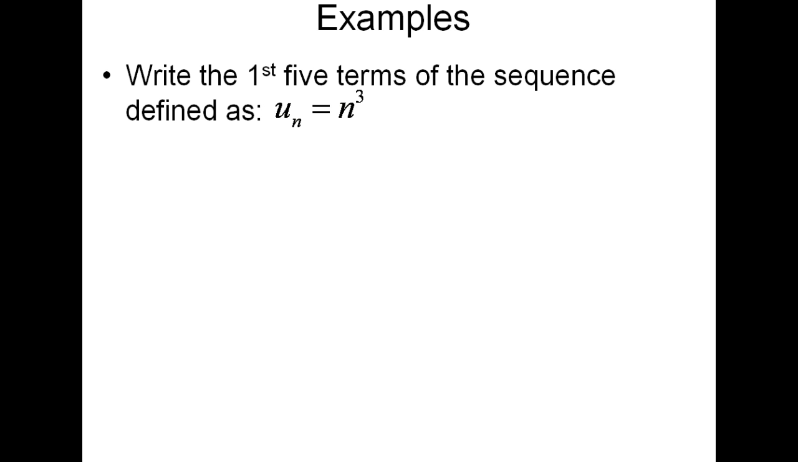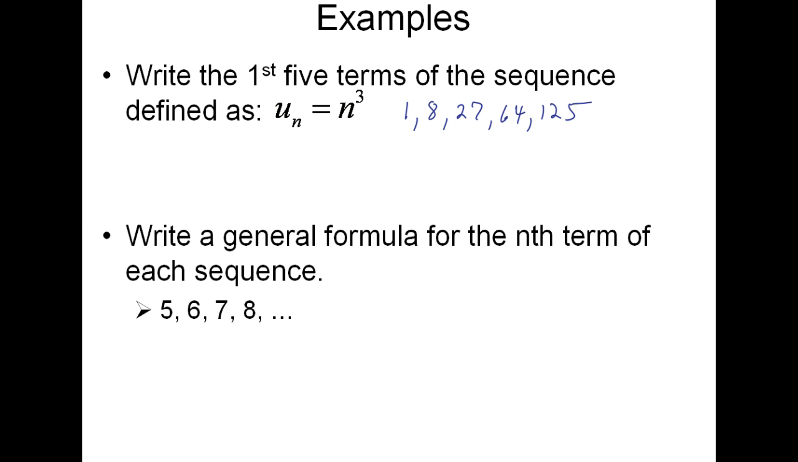Write the first 5 terms of this one. Well, u sub 1, 1 cubed is 1, 2 cubed is 8, 3 cubed is 27, 4 cubed is 64, and 5 cubed is 125. So there's the first 5 terms of that series.